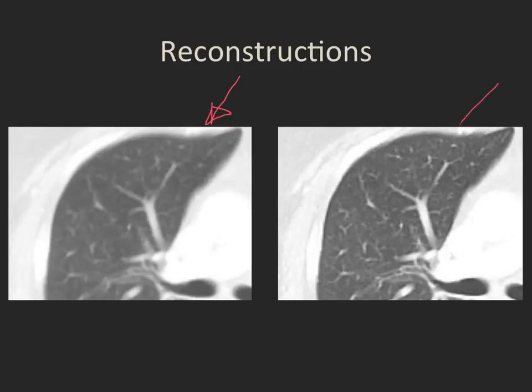On the right, the data has been reconstructed using a typical lung algorithm. This is a very crisp and contrasty algorithm, and it gives us very nice resolution. You can see here these small vessels within the lung parenchyma.